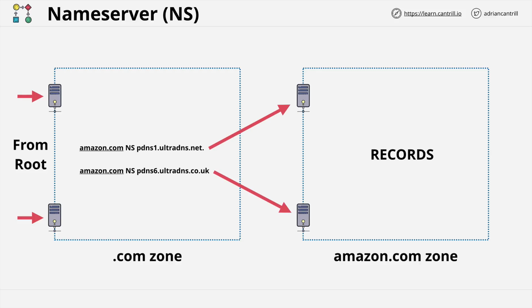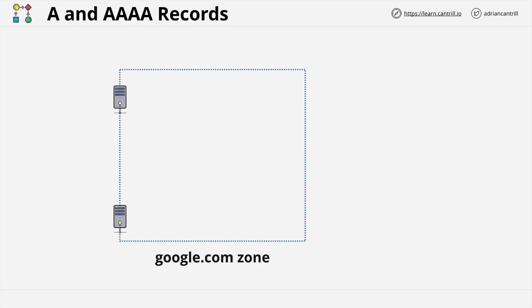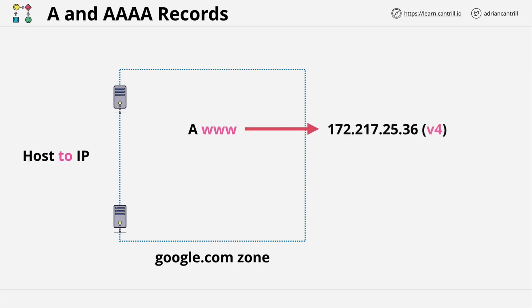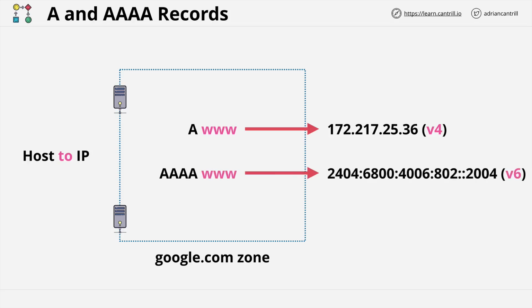Next up, we have a pair of record types that you will use a lot more often in DNS, and they're A records or AAAA records, and they actually do the same thing. Given a DNS zone, in this example, google.com, then these type of records map host names to IP addresses. The difference is the type of IP address. For a given host, let's say www, an A record maps this onto an IP version 4 address. An AAAA record type is the same, but this maps the host onto an IP version 6 address.